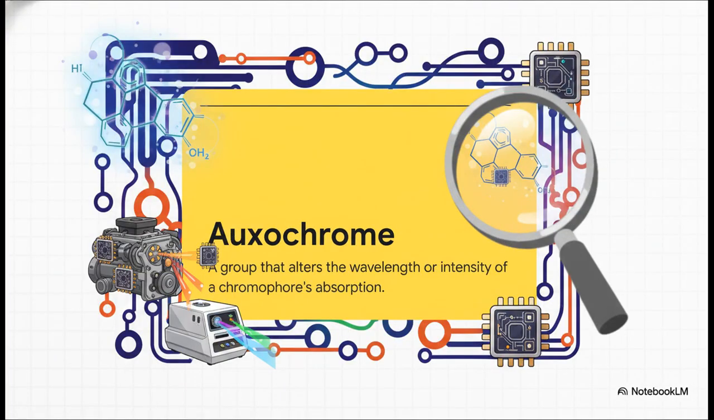Next, we have the oxochrome. If the chromophore is the engine, oxochromes are basically the engine's tuning chips. By themselves, groups like hydroxyls, amines, or halogens don't really absorb UV light meaningfully. But the moment you attach them to a chromophore, their lone pairs interact with the chromophore's pi system and they vividly modify its behavior, almost always deepening the color.